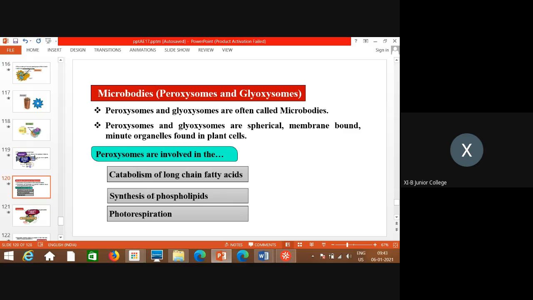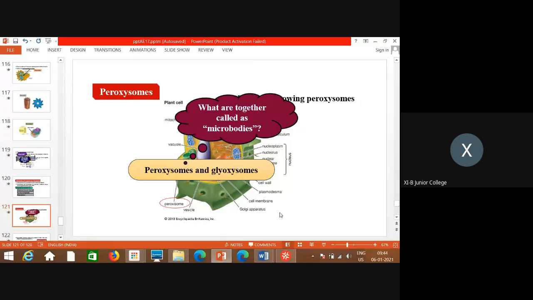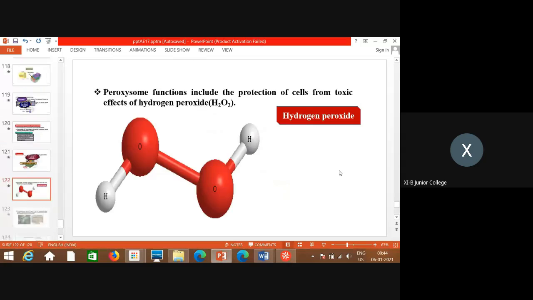So just remember the function of these small membrane-bound, spherical structures, which are very minute and generally present in plant cells. So peroxisomes, what is the role? That is catabolism of long chain fatty acids, synthesis of phospholipids, which are produced with the help of these peroxisomes, and photorespiration. They are present in the eukaryotic cell and together called microbodies.